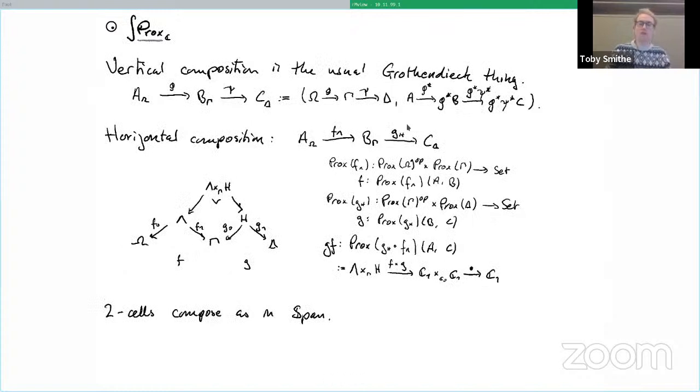Okay, so what's the composition like? Vertical composition is the usual Grothendieck thing where I have to pull back in stages. And the horizontal composition is this horizontal composition in spans, along with a kind of composition rule of these proxies.